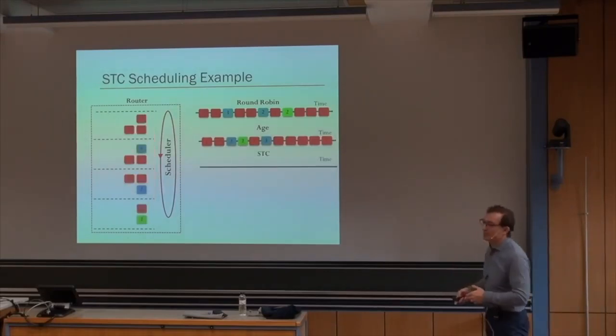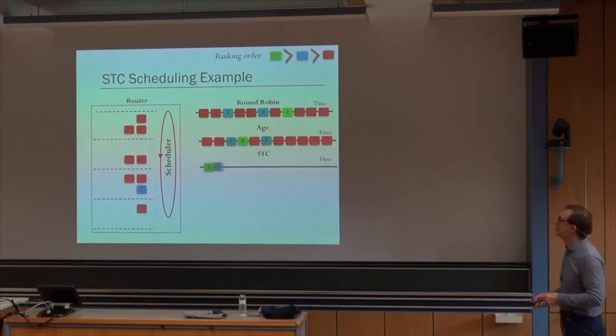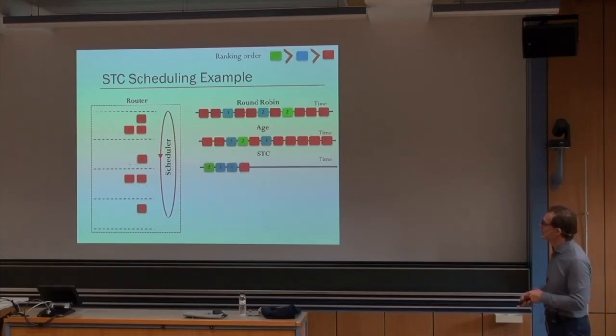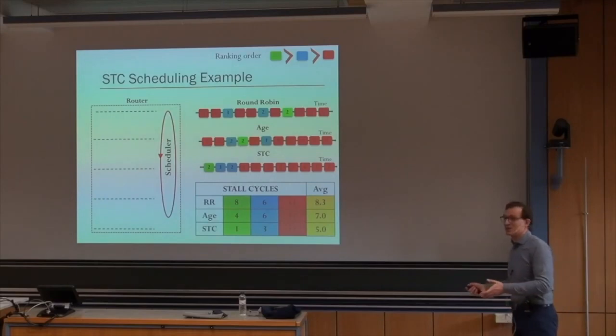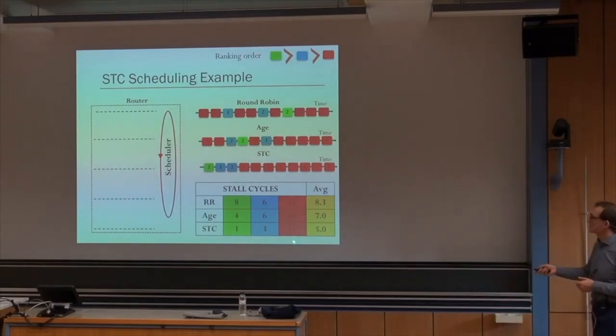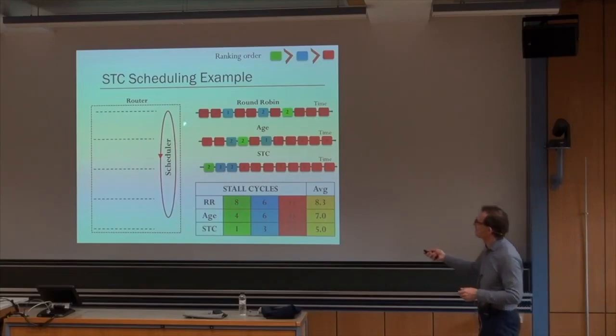Now, if you are more application aware, if you rank the applications such that the latency sensitive ones are ranked higher, you first schedule packets from them, and then the second ranked, and then the third ranked application. As a result, you get much better average stall cycles, average service. You can think of this as average service time across the different applications.